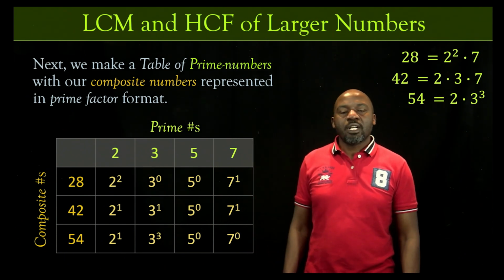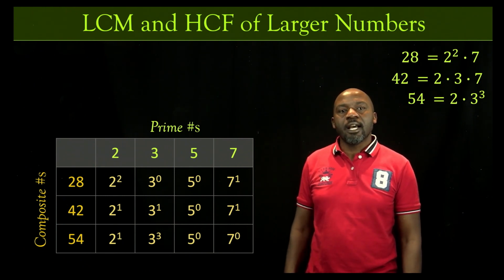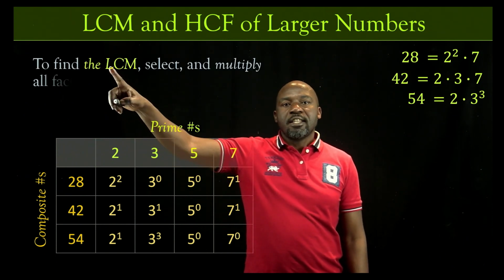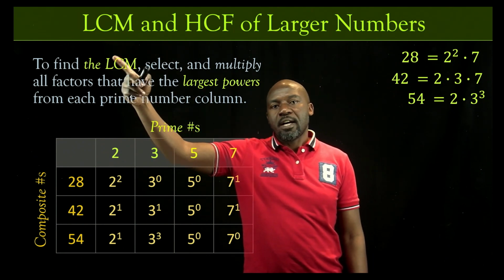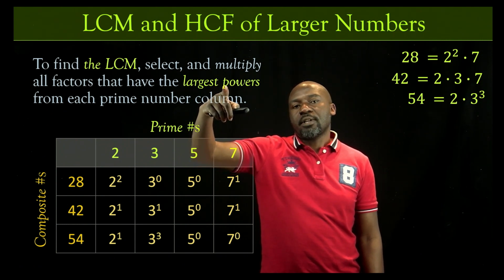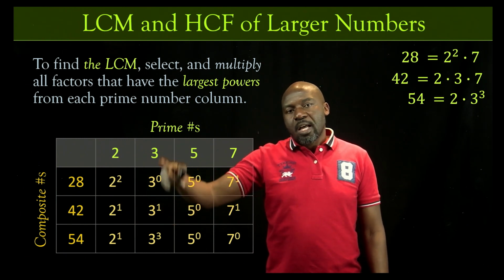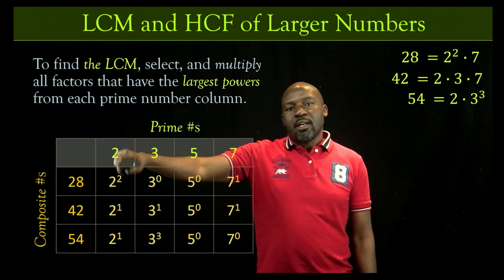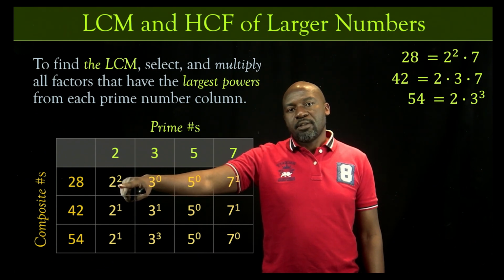Once we make this table, we can read our LCM and HCF directly, like this. To find the LCM, we go for the largest power. Okay, so to find the least, we go for the largest. And to find the HCF, the highest common factor, we go for the lowest powers. Okay, like this. So to find the LCM, we go to each column and pick the largest power. So we can see that for the column of prime number 2, the largest power is the square, right? So we will pick that one.